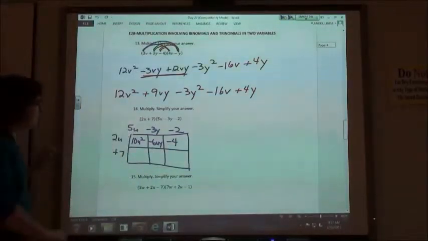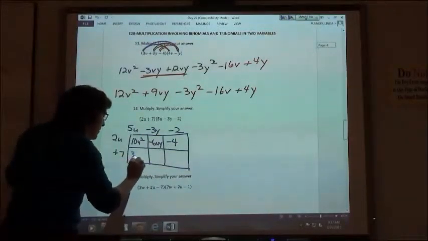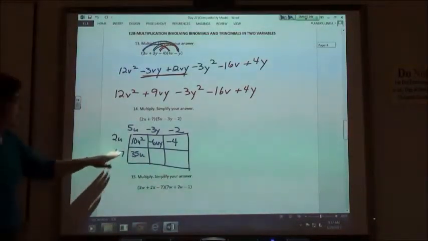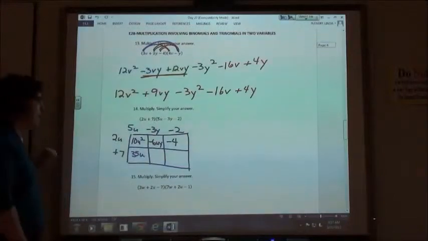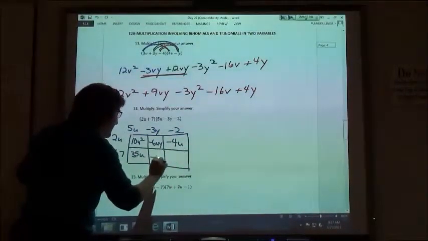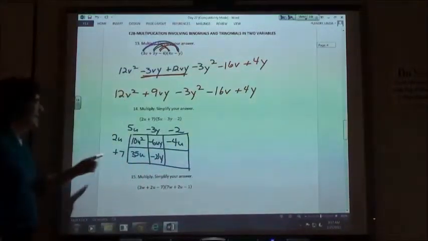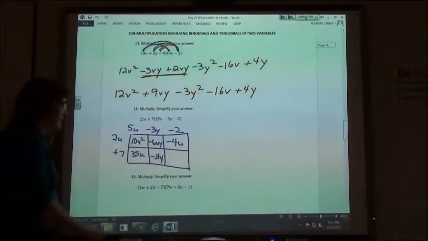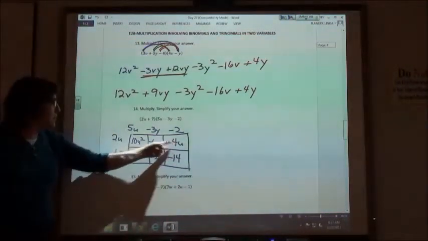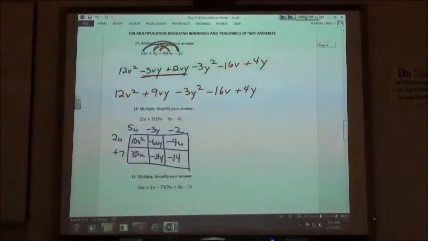7 times 5u. 35u squared. 35, just a u, right? Because just one of them has a u. 7 times minus 3y. Negative 21y. Got my u on there. And then 7 times minus 2. Negative 14. So, make sure you have a u on that last one. I don't know why I didn't write it down, because I'm sure you said it.